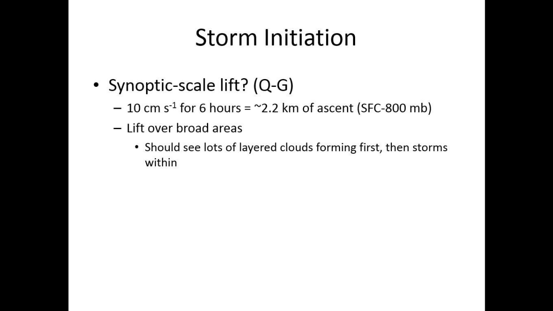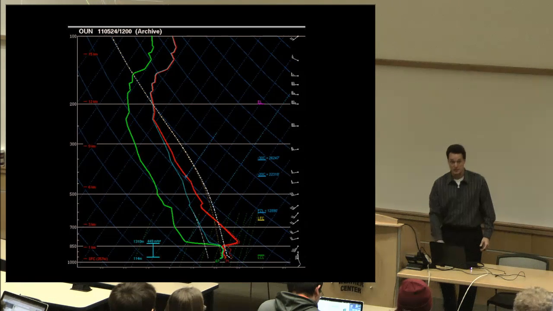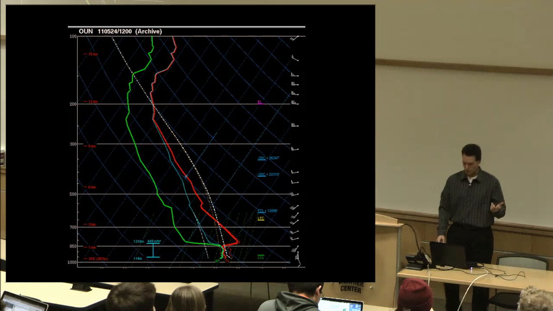Okay, so again, with storm initiation, think back. And again, you don't have to answer this question right now. Did you see large areas of cloud cover forming that were preceding initiation that would suggest there's broad areas of ascent? And we'll look at some more information with this. Okay, now here's the soundings from that day. We'll go to 12Z to 18Z.